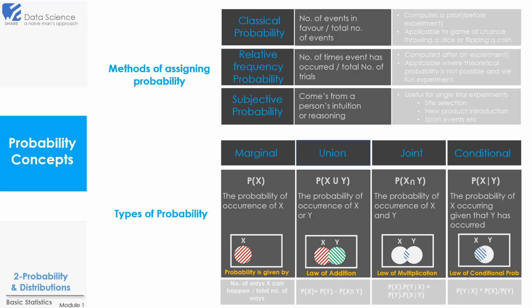So conditional probability of x given y has occurred is given by probability of x intersection y, which means probability of occurrence of x and y, divided by probability of x. Now this formula is called the law of conditional probability. So that is it. These were the types of probabilities.